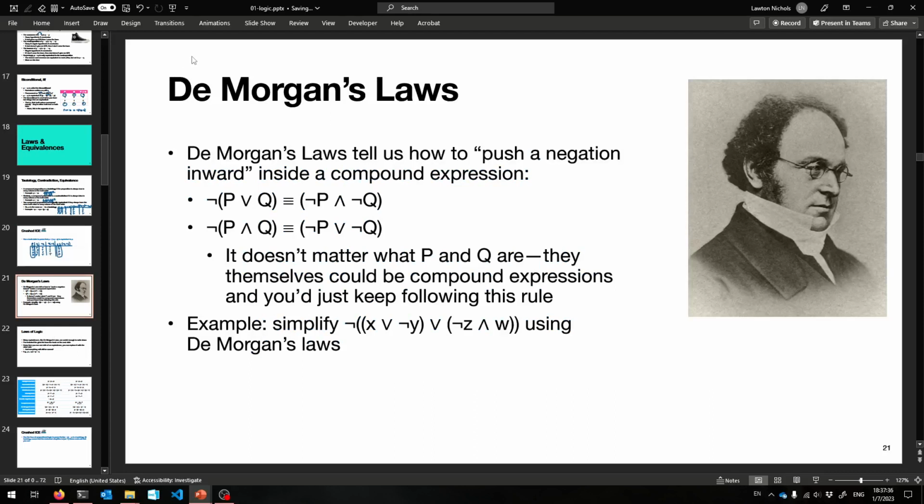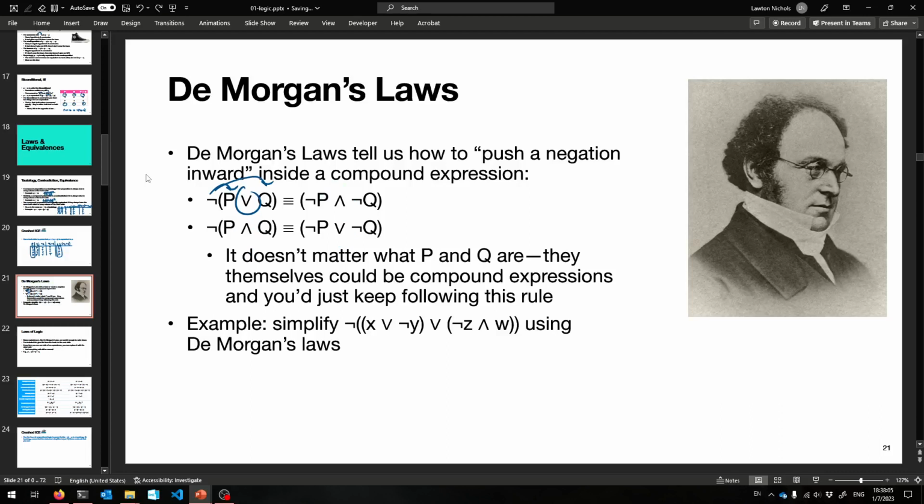The first are called De Morgan's laws. They tell us how to, let's say, push a negation inside some bigger expression. So here's the idea. If you give me the negation of P or Q, I can push that negation inside, and this is logically equivalent to not P anded with not Q. You push the negation inwards, like it applies itself to P and Q, and also this gets flipped. The OR becomes an AND, the AND becomes an OR.